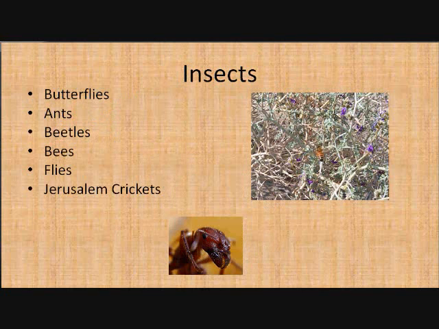Insects. Everybody has insects in their environment. You may include butterflies or ants. I put an image of a harvester ant, there's tons of those in my yard. Beetles, everybody has beetles. Bees, I have an image of a honeybee. Flies, who doesn't have flies? Jerusalem crickets, that's another one that's found in my area.